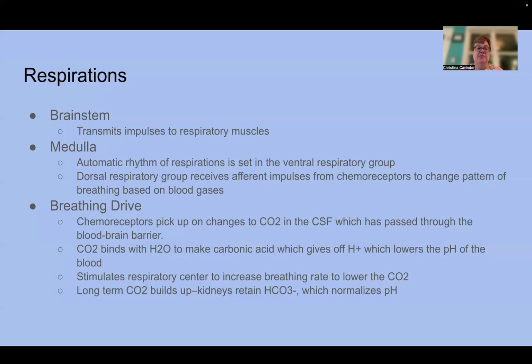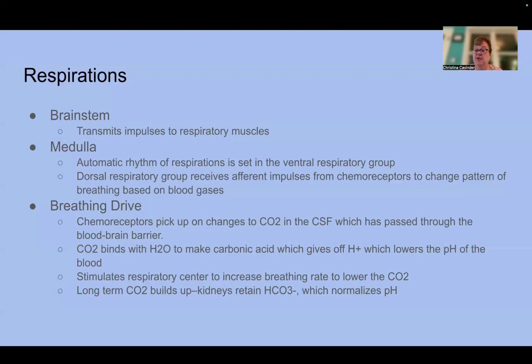So then that triggers the medulla, and the medulla sets the rhythm of how fast you're going to breathe. And this is sent by the ventral respiratory group. The dorsal respiratory group receives afferent impulses from the neurosystem to the chemoreceptors, and that changes your pattern based on oxygen level and CO2 level.